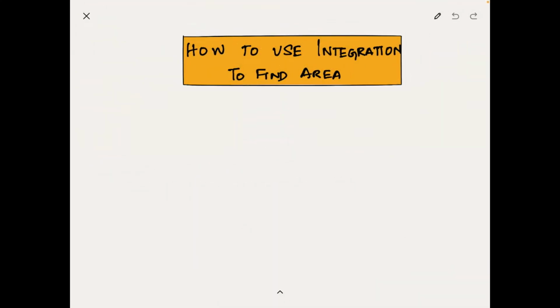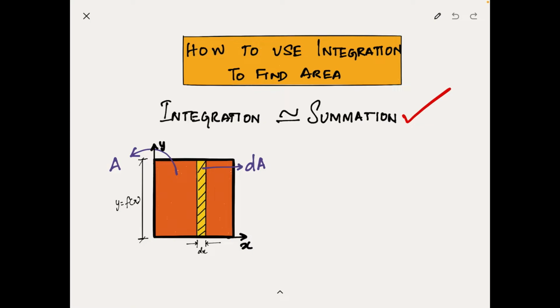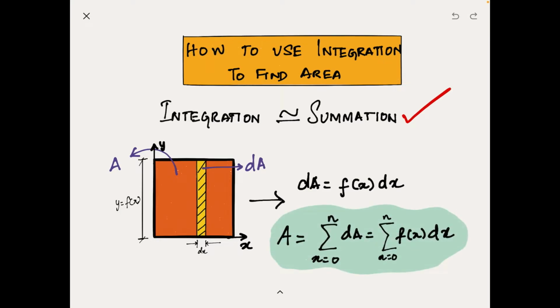So how do we use integration to find an area? Integration is similar to summation. Imagine this rectangular 2D surface. This surface has an overall area of A. The height of the rectangle is given as a function of x. If we consider a small strip with thickness dx and height y as a function of x, the area of this small strip will be expressed as dA. Given all this, the small area of the strip dA will be equal to f of x times dx. If we consider the entire area to be the sum of n number of strips, the area of the rectangular surface A will be expressed as the summation of f of x times dx, while x ranges from 0 to n.